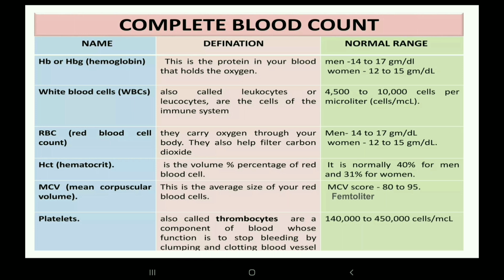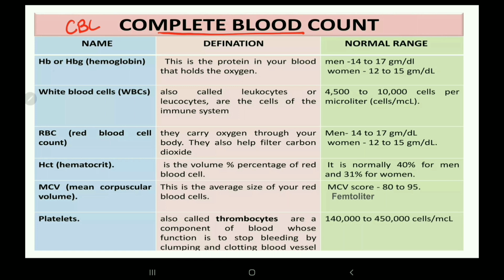The very first test that we will discuss is complete blood count. It is also called, in short, CBC. It is also called as complete blood picture or full blood count. CBC test is a test which tells about the overall health and also tells about different diseases like anemia, infection, etc. There are different parameters in this test. Let us check them one by one.